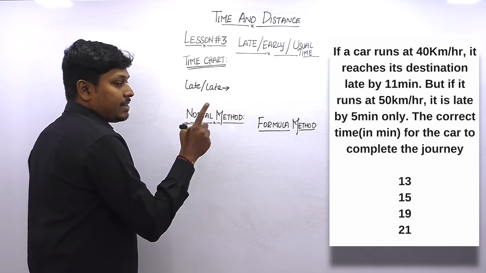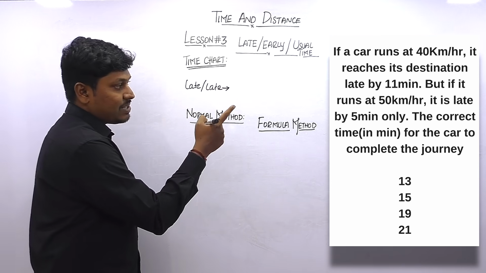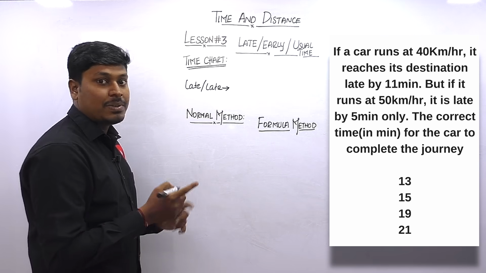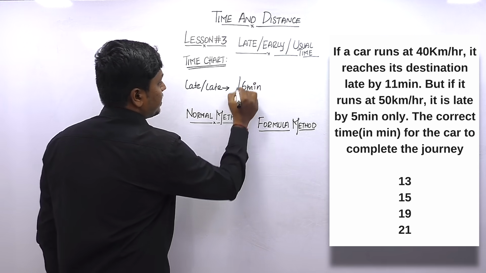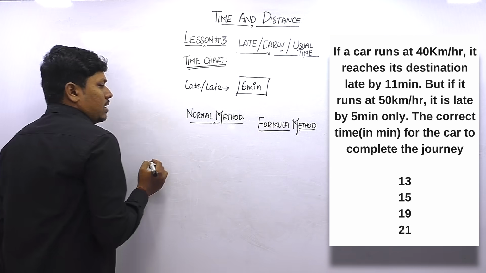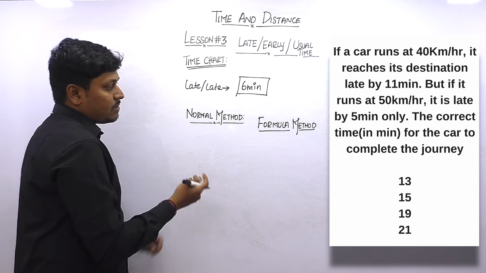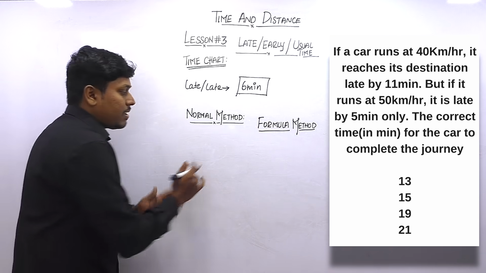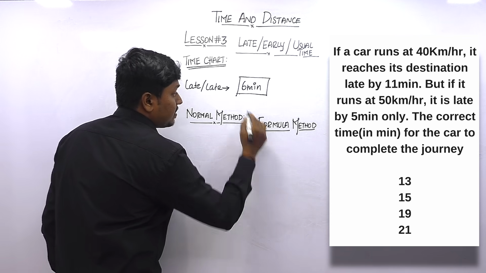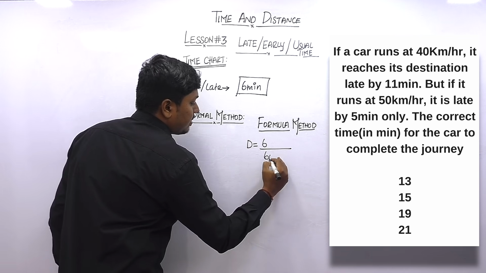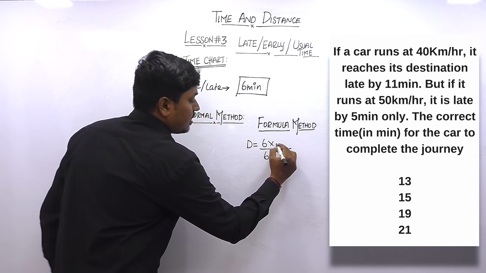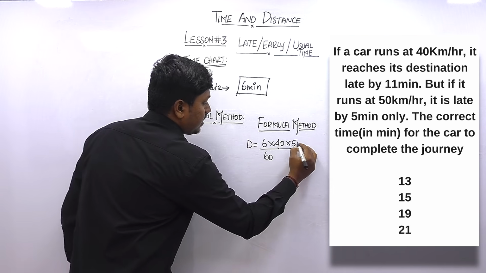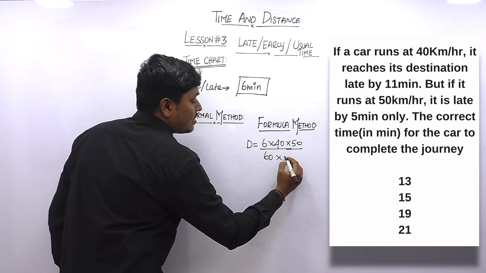So we can say that this concept is late and late. And if it is late and late, we need to subtract. So initially 11 minutes and 5 minutes, so the difference will be 6 minutes. So the time difference is 6 minutes. Now for finding the distance, we can go with the formula method, right? So the formula is D equals del T, which is 6 minutes divided by 60, and the first speed is 40 and the second speed is 50.